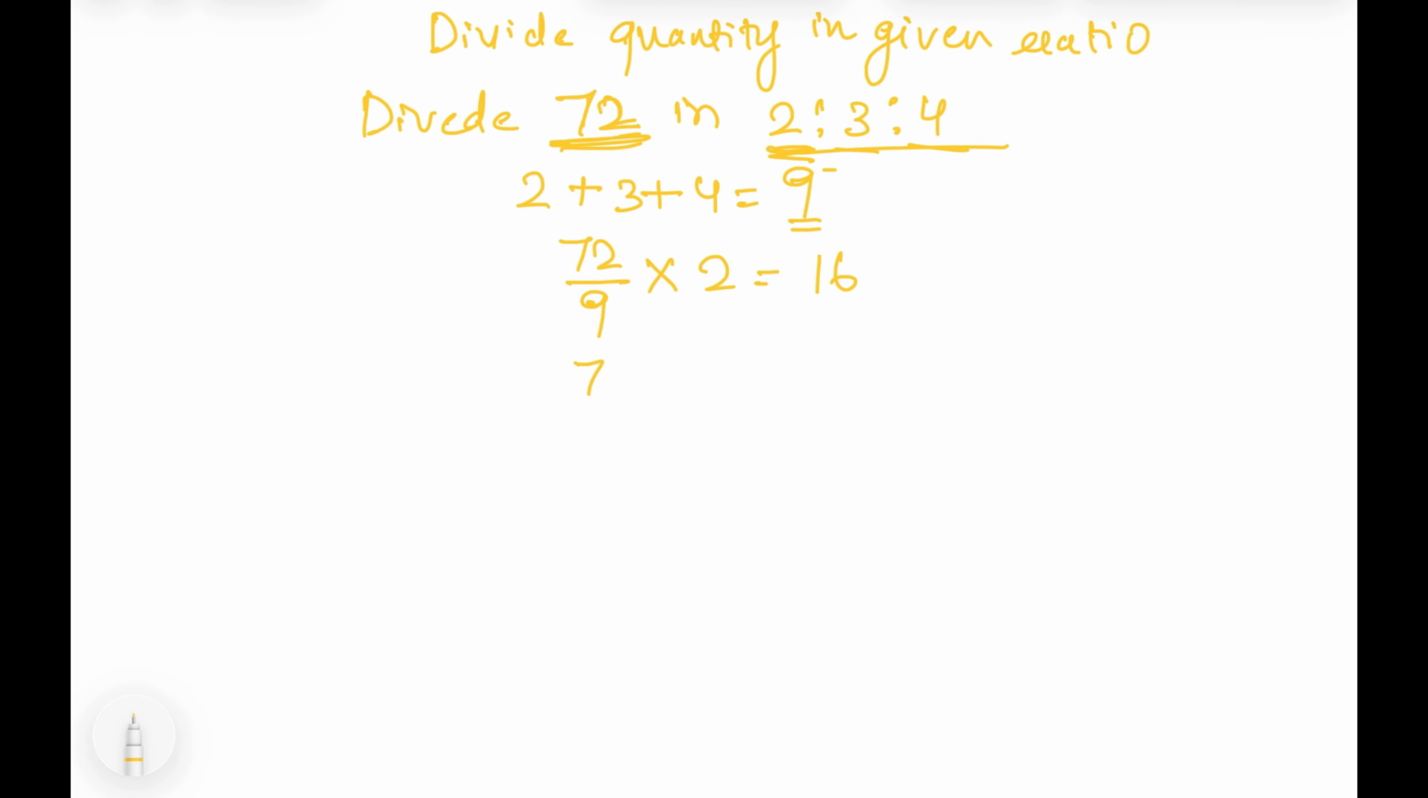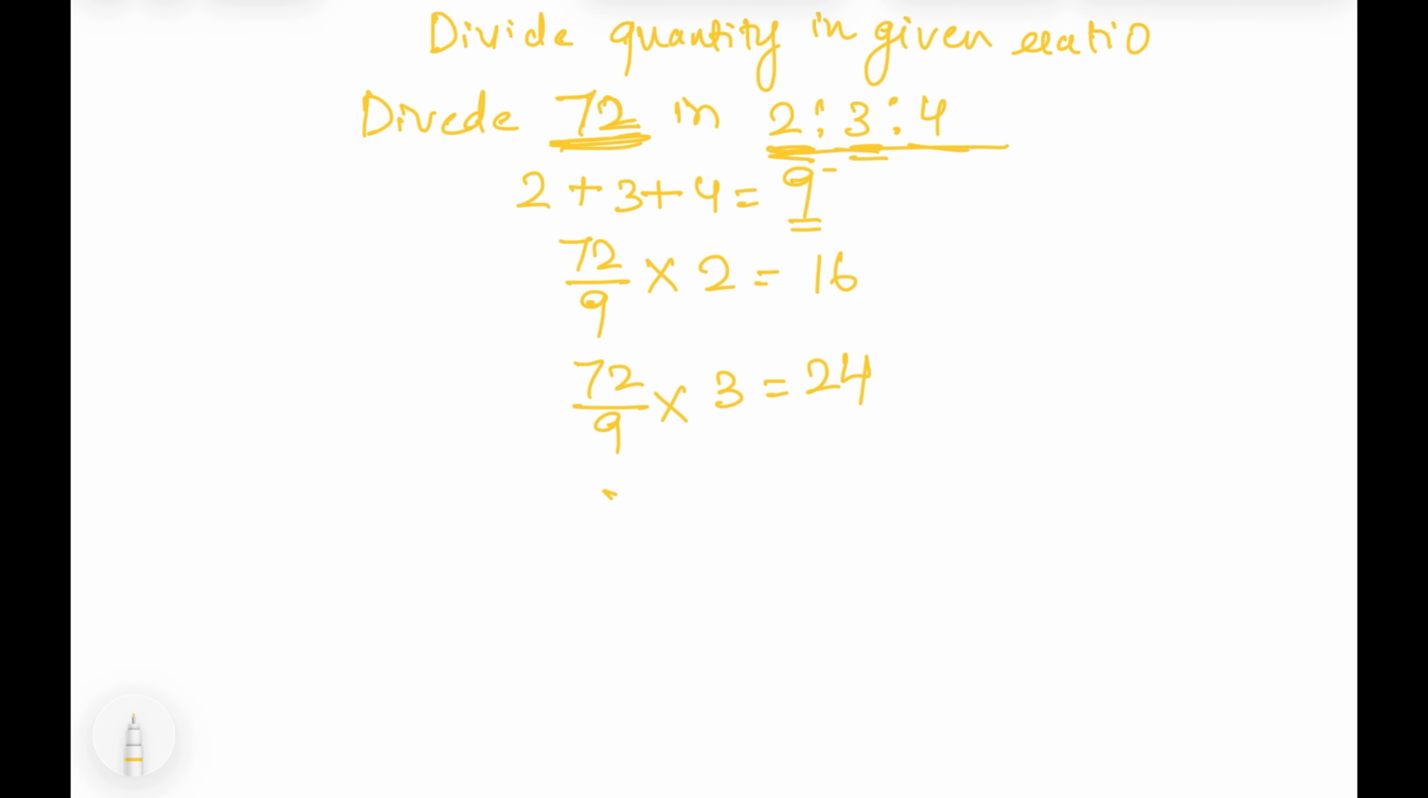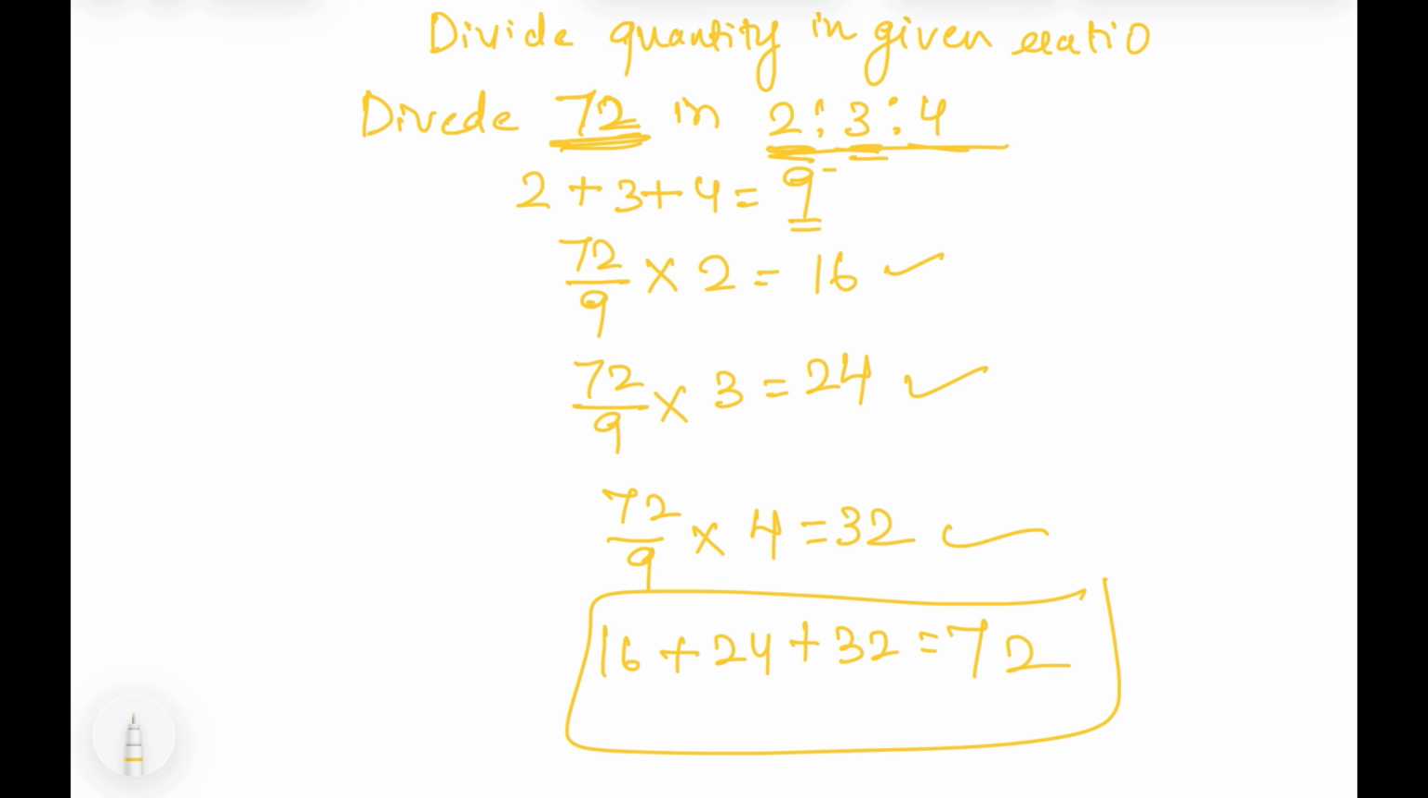The second one again 72 upon 9, but this time the ratio is 3. So this is 24, right? Then the third one 72 upon 9 into 4. So this is 32, right? So when you add all of them together, you can just check 16 plus 24 plus 32. If I add them, I get 72, right?